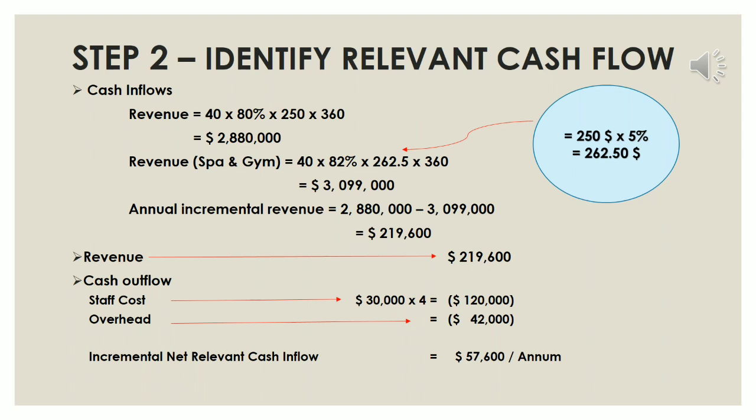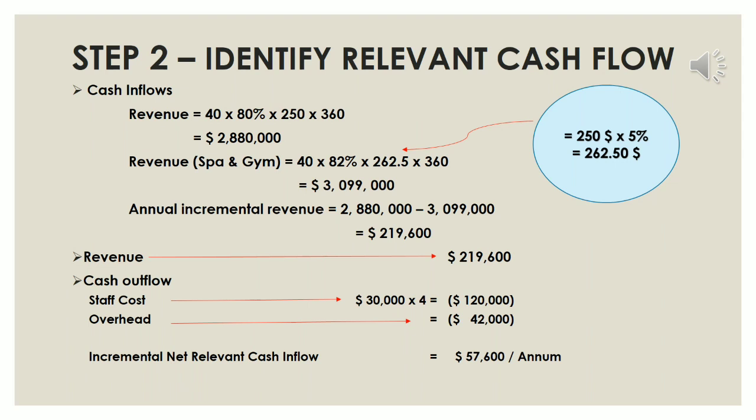3,099,600. So the annual incremental revenue will be: you have to deduct 2,880,000 from 3,099,600. So the incremental revenue will be 219,600. To find the actual cash flow, we have to deduct all relevant costs, cash outflows or expenses.